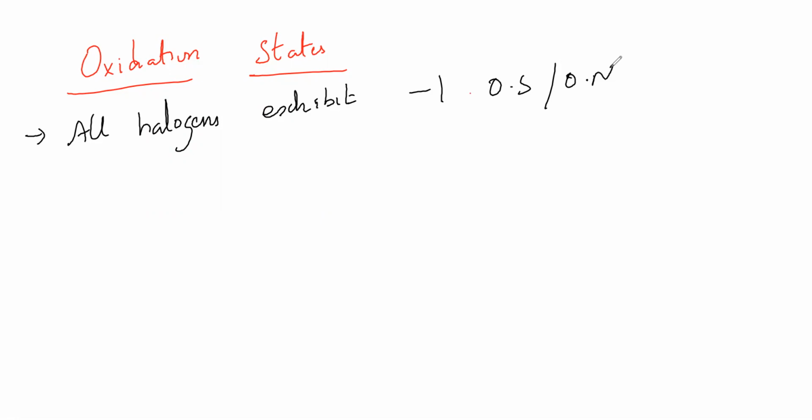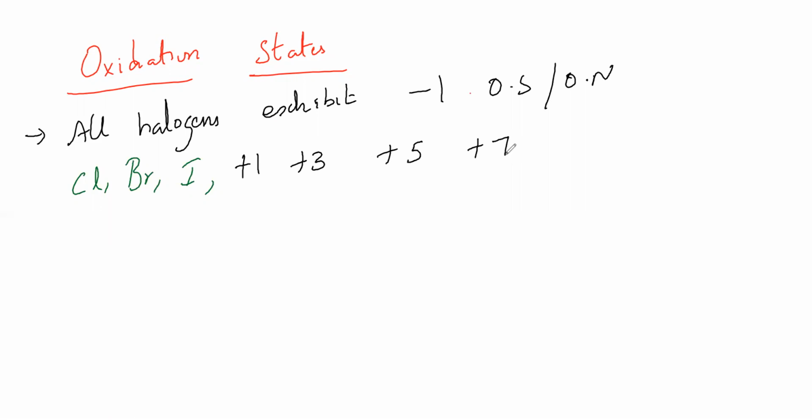Except fluorine, that is chlorine, bromine and iodine exhibit +1, +3, +5 and +7 oxidation states. I'll show it to you, don't worry.